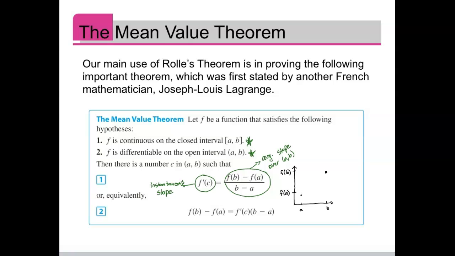Whoops, I had my eraser on. Okay. So what the MVTD tells us is that there has to be a point in between a and b where the slope of the curve matches the slope between the endpoints. There's the slope between the endpoints. There has to be some point where the derivative, where the slope of the curve, is parallel to that. And again, it could be more than one point, but there's at least one.